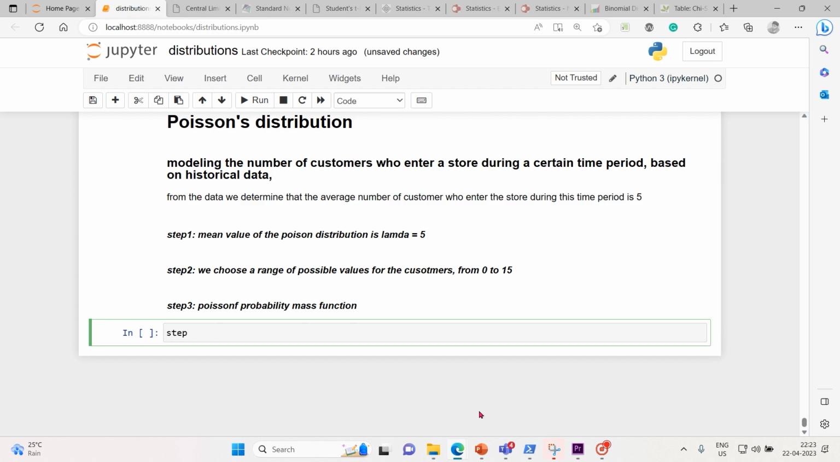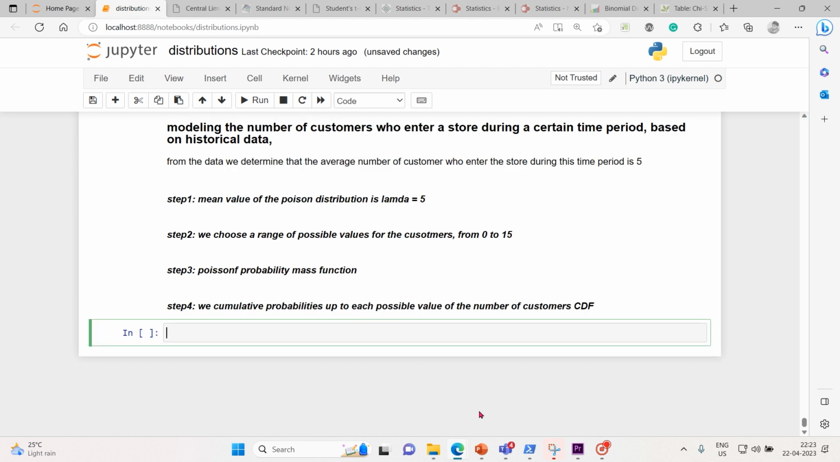Once you have calculated the respective probabilities, we calculate the cumulative probabilities up to each possible value of the number of customers, which gives the CDF, the cumulative distribution function. For that we'll take that value as 3. Once that is done, next is to plot, nothing else. Pretty straightforward. Step 5 is to plot the results.